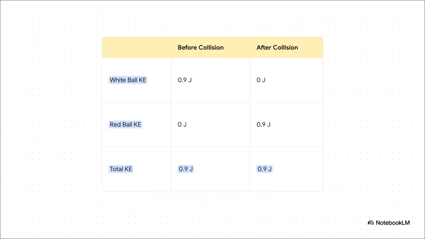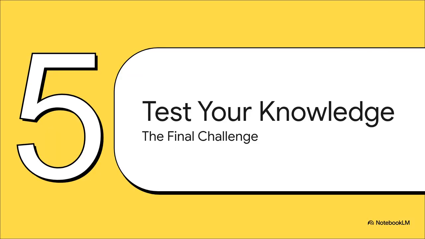So, was the collision elastic? To find out, we just need to compare the total kinetic energy before and after the hit. Using the formula 1/2 mv squared, we find the total energy before was 0.9 joules. After the collision, what's the total kinetic energy? Well, it's still 0.9 joules. Since the energy we started with is the same as the energy we ended with, we've just proven this is an elastic collision.